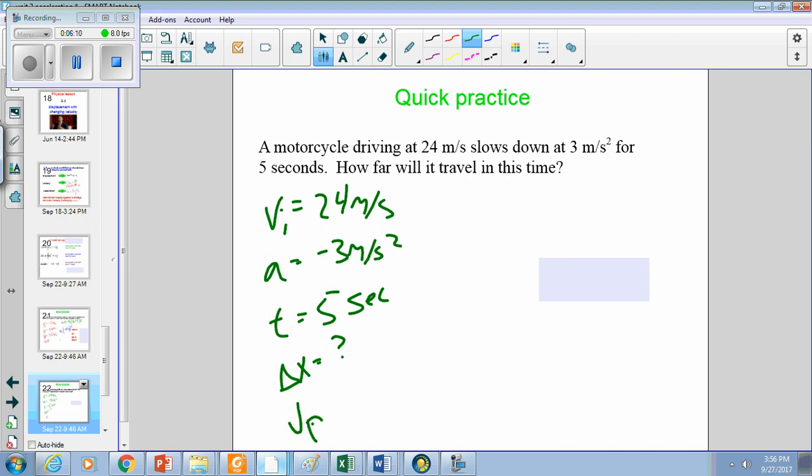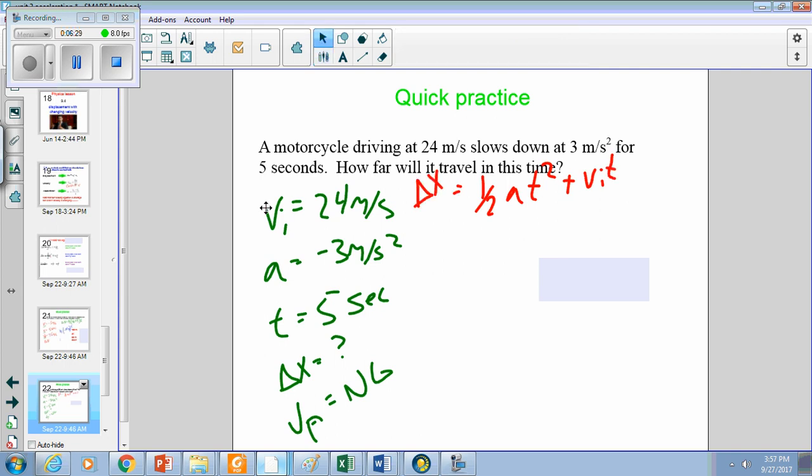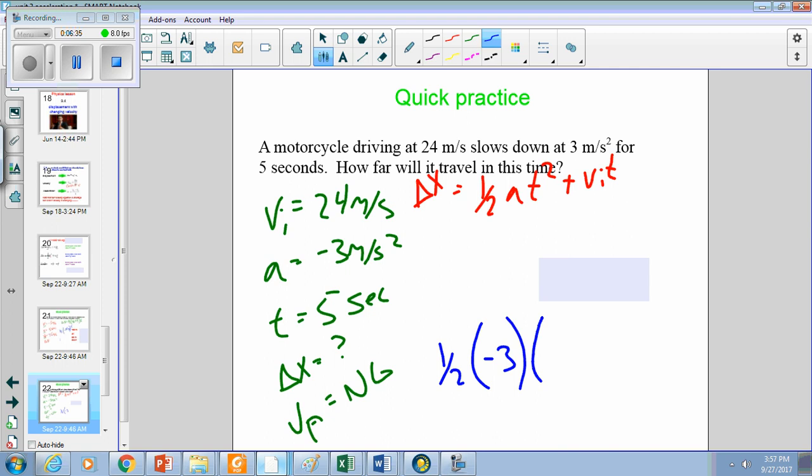So velocity final, not given, or no good. So you can use that next equation that we had on the slide previous. 1/2 a t squared plus vi times t equals delta x. So 1/2 of our negative 3 times t squared.